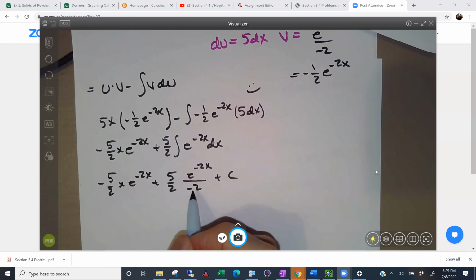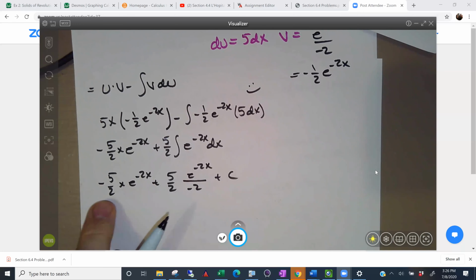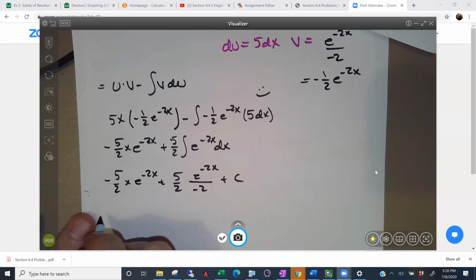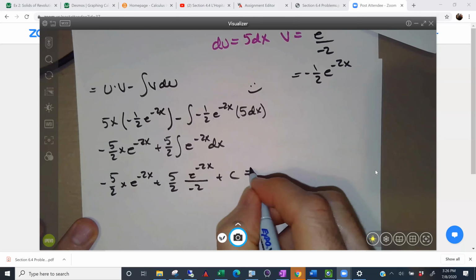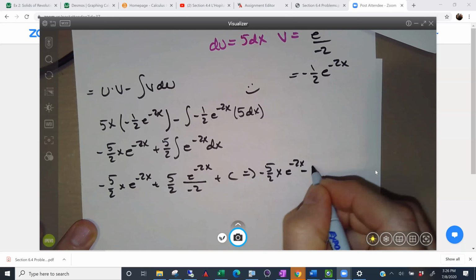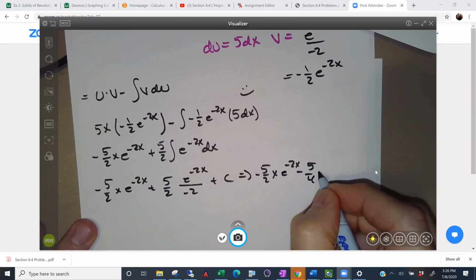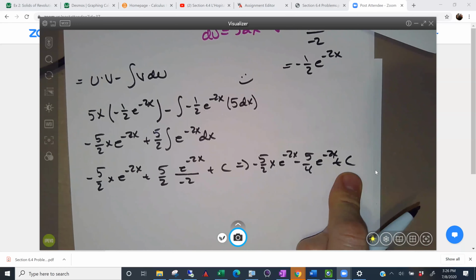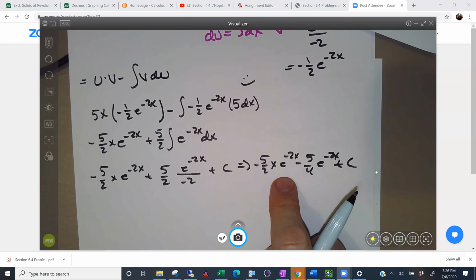Probably should clean this up just a little bit. The -2 times a 2 is going to be a -4. Actually, there's a couple things you could do. You could factor out a negative 5/2 e to the negative 2x. Maybe I'll simplify it in two different ways. So this would be negative 5/2 x e to the negative 2x minus 5/4 e to the negative 2x plus that ever-loving constant. And that's fine. I'm sure WebAssign would accept that.